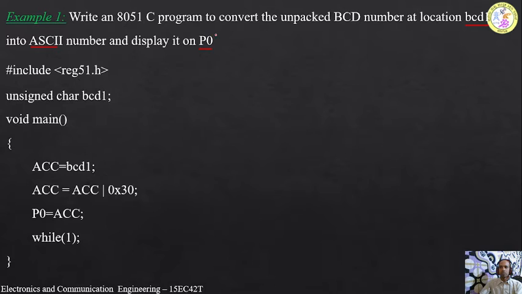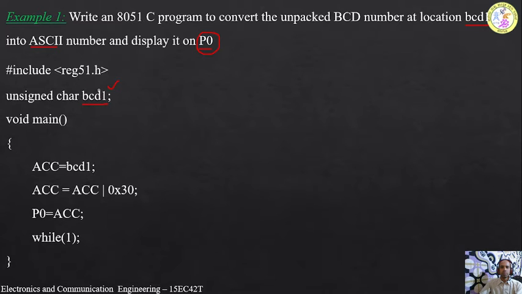And where is the number stored? The number is stored in the memory location called BCD1. BCD1 is the memory location. And after conversion, the converted number has to be displayed on port 0. So the program is like this: #include <reg51.h>. I will declare unsigned char BCD1, where BCD1 is the memory location. Unsigned char BCD1, and it is a global variable now.